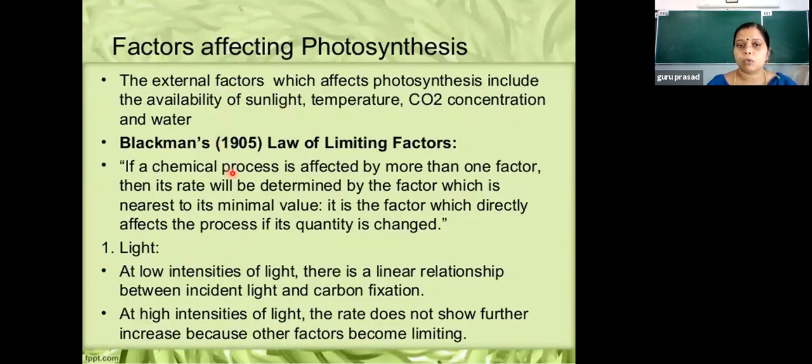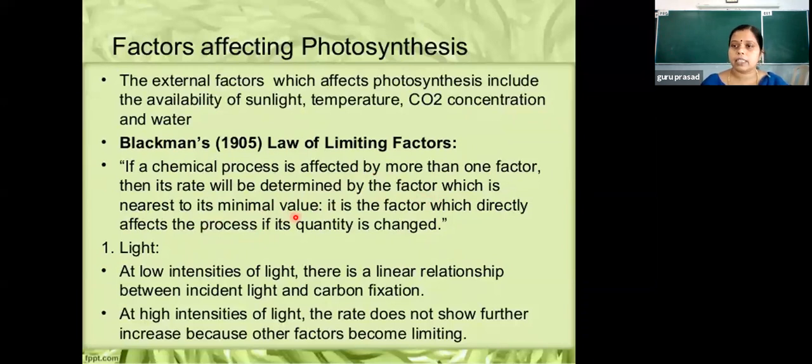If a chemical process, which may be any chemical process, is affected by more than one factor, then its rate will be determined by the factor which is nearest to its minimal value. So the factor which is most minimally available directly affects the process. This law is called what? Blackman's law of limiting factor, which was proposed in the year 1905 by the scientist Blackman. According to this law, if any process is affected by more than one factor, then the rate will be determined by the factor which is nearest to its minimum value.